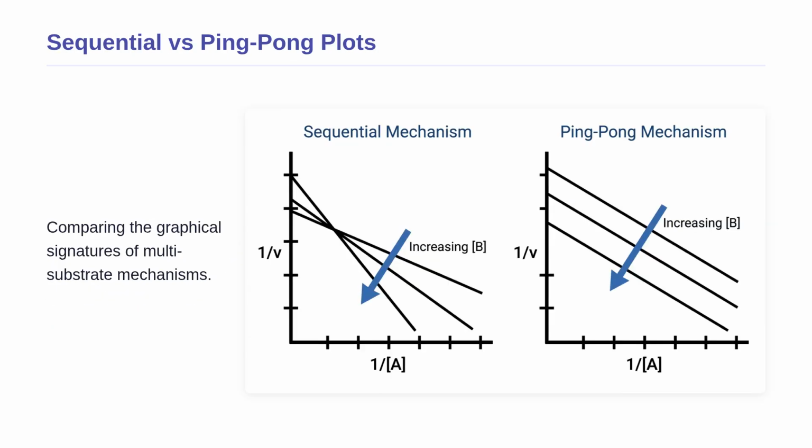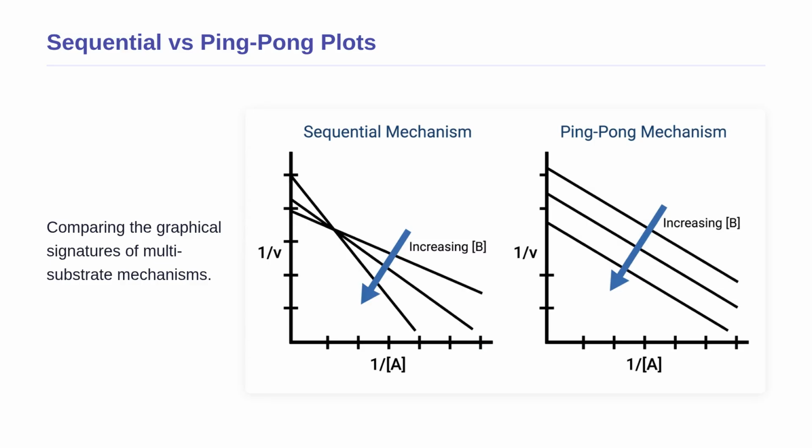Now that we have calculated the values and proven the math, let us look at the visual summary of everything we have learned. On the screen, you see two Lineweaver-Burk plots side by side. The y-axis is the reciprocal of velocity, and the x-axis is the reciprocal of substrate A. On the left, we have the sequential mechanism. Notice how the three lines, representing increasing concentrations of substrate B, all intersect at a single point. This is the visual proof of the ternary complex.